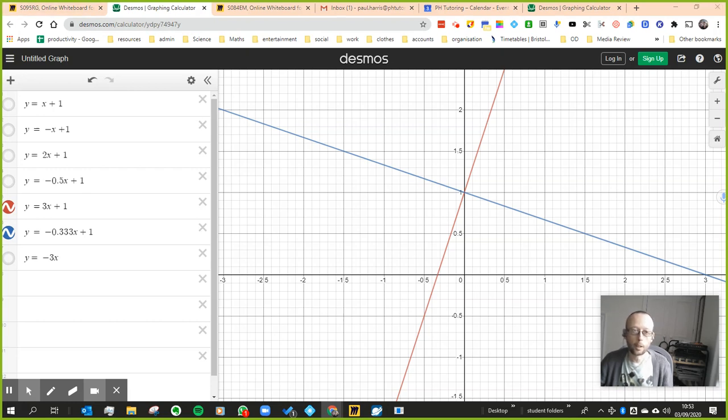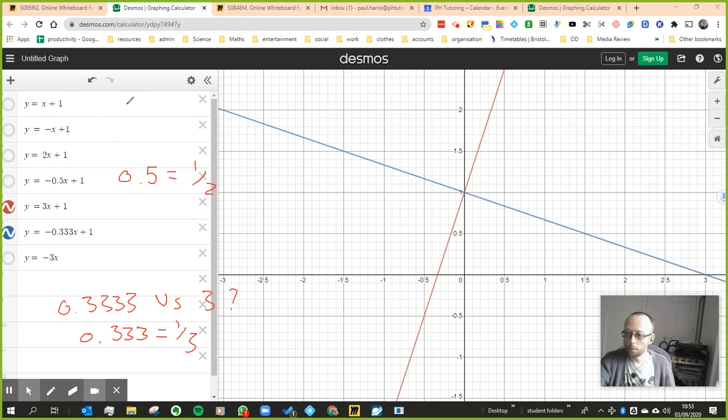Let me just get my annotate thing here. So basically, if we look at how does 0.333 relate to 3? How are those two related? Well, 0.333 is equal to 1 over 3. Likewise, 0.5 is equal to 1 over 2, right? And here we got 1 and minus 1. Well, 1 is equal to 1 over 1, right?